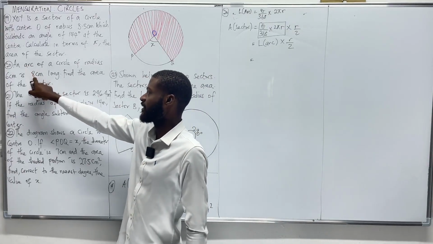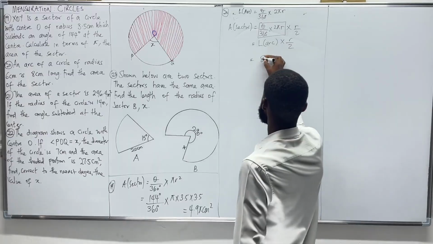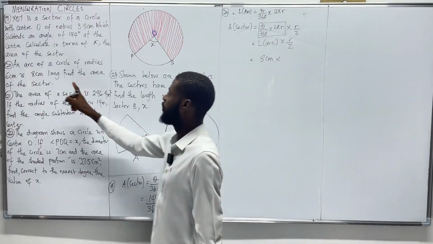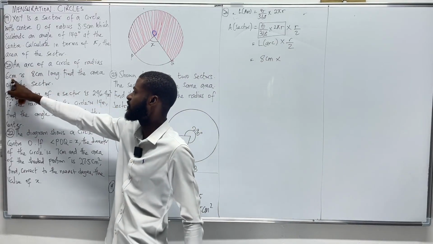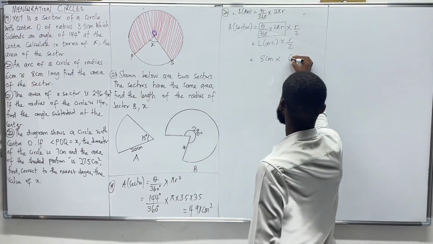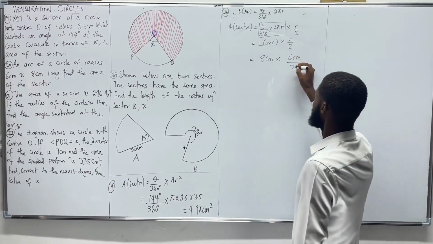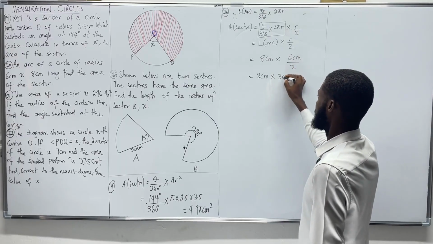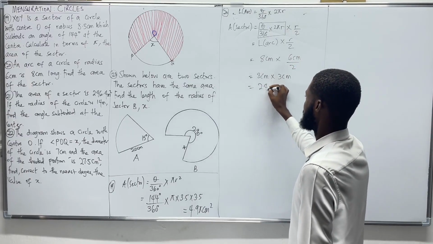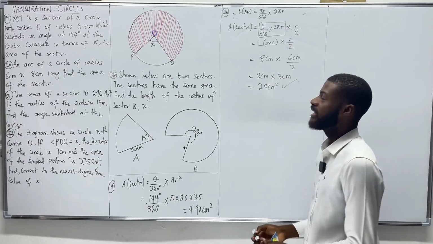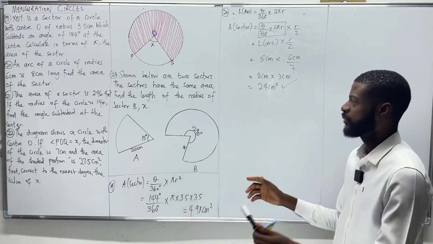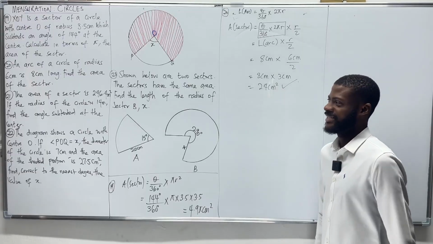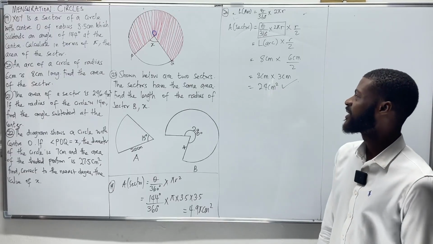So what is the length of the arc? The length of the arc is 8 cm. So this will be 8 cm times, what is the radius? It says radius is what? 6 cm. So this will be 6 cm over 2. So this will be 8 cm times 6 over 2, which is 3 cm. So this is 24 centimeters squared. So that's the area of the sector. No need to waste time. Okay, so let's move on.